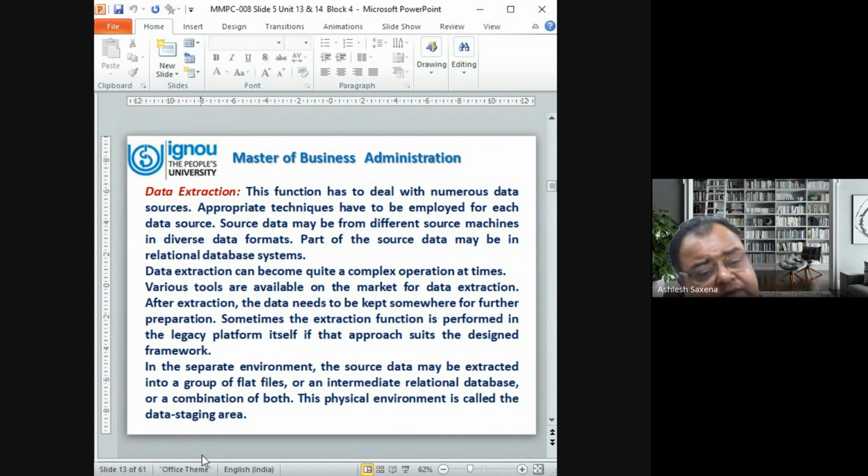In the separate environment, the source data may be extracted into a group of flat files, or an intermediate relational database, or a combination of both. This physical environment is called the data staging area.